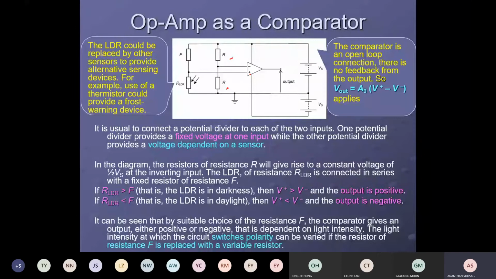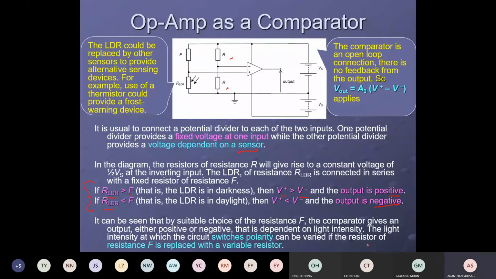So that's what the first paragraph says. One potential divider provides a fixed voltage at one input, while the other potential divider provides a voltage dependent on the sensor. So I go straight to the next paragraph. If the LDR resistance is greater than F, V positive is going to be greater than V negative, and the output is going to be positive. Okay, this is important. You need to understand. When the LDR resistance is lower than F, V positive is smaller than V negative, and the output will be negative.